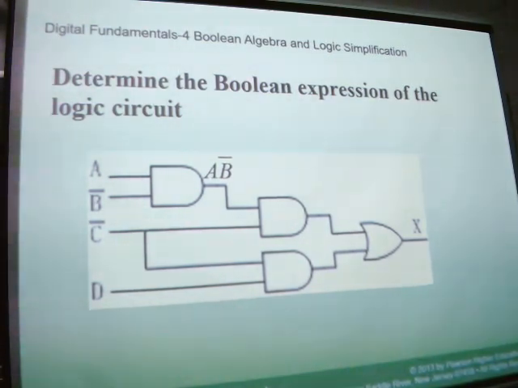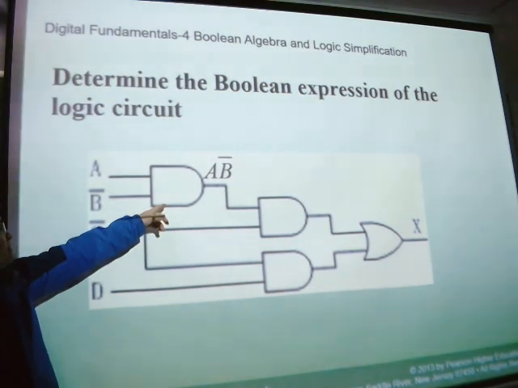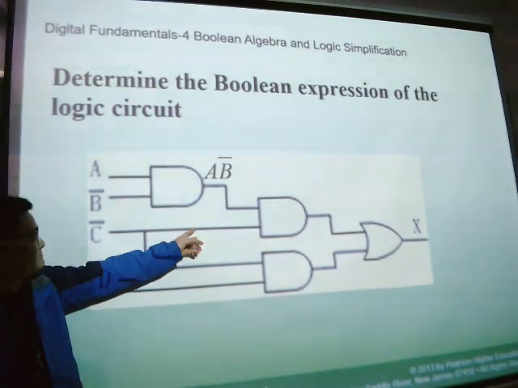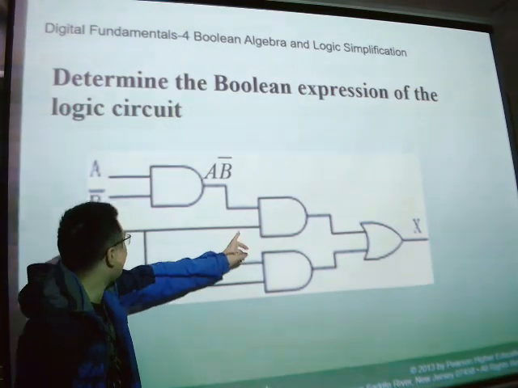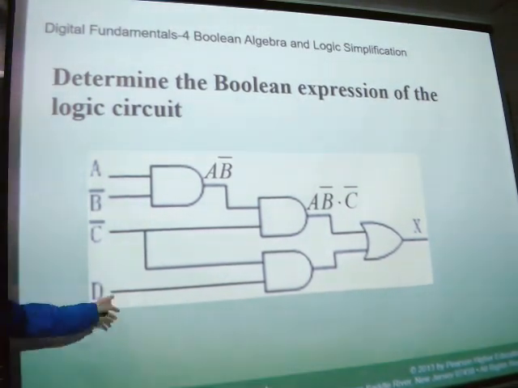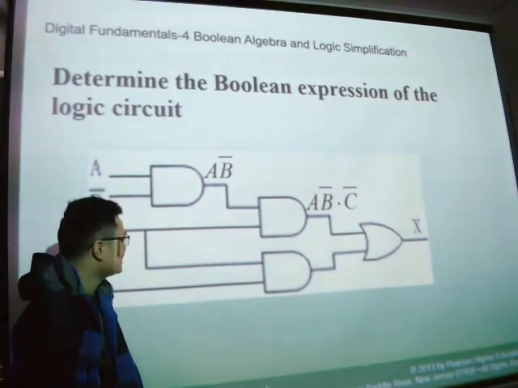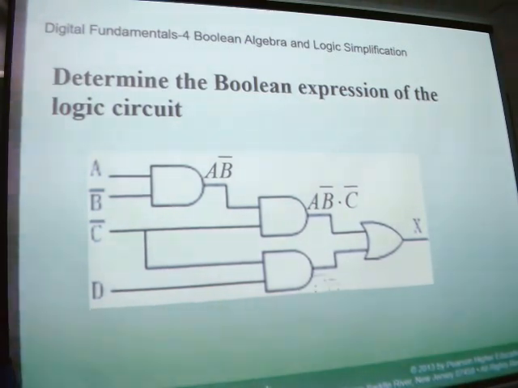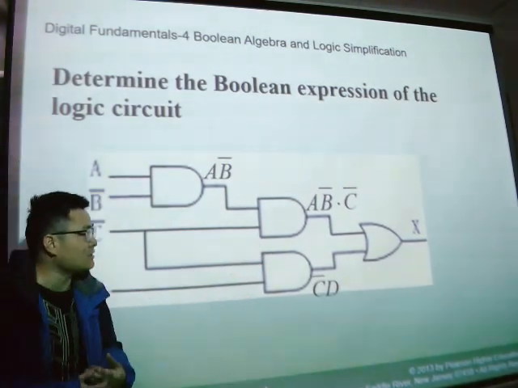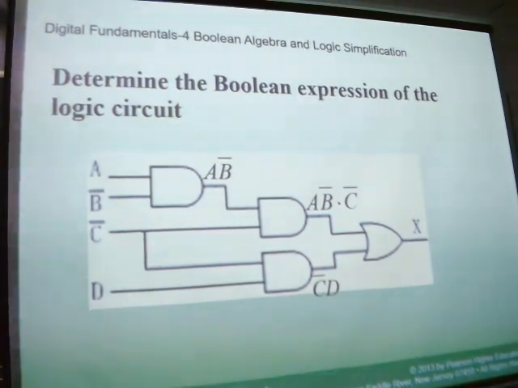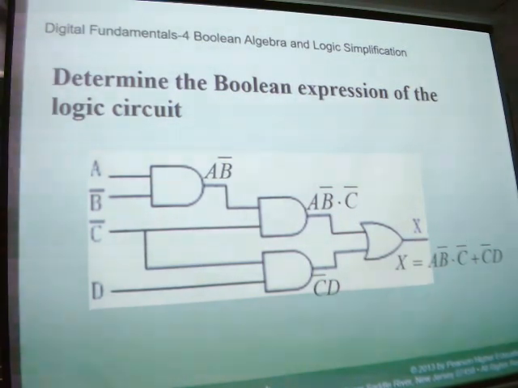Also for this circuit, we first write the AND gate's output, AB bar, and then AB bar and C bar. And then write the output of this gate, C bar and B, and then the last output X equals AB bar and C bar, or C bar B.